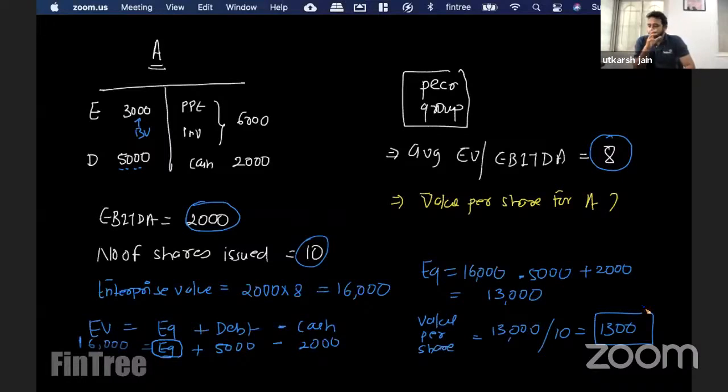Correct, Abhinav. So what we did is we used the EBITDA of A and we took an average EV by EBITDA multiple in the industry. So we took the EBITDA of A multiplied by the average EV by EBITDA multiple, and that's how we got the valuation.